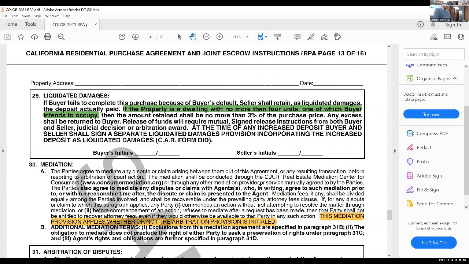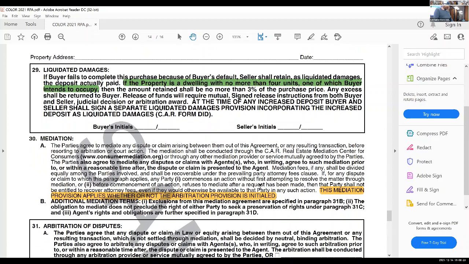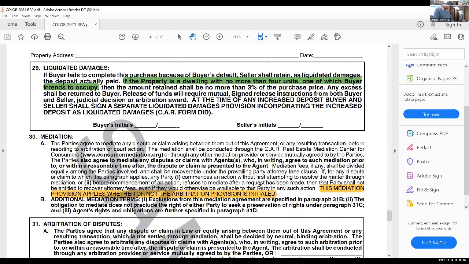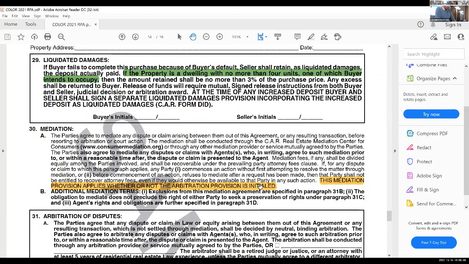All right, liquidated damages, that stays the same. Again, if it's going to be an owner-occupied property, then the liquidated damages is limited to 3% of the purchase price, which is how we come up with that magic number for 3% as the earnest money deposit.